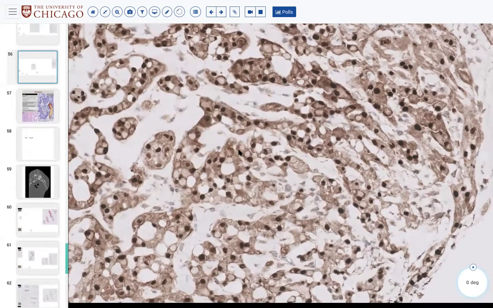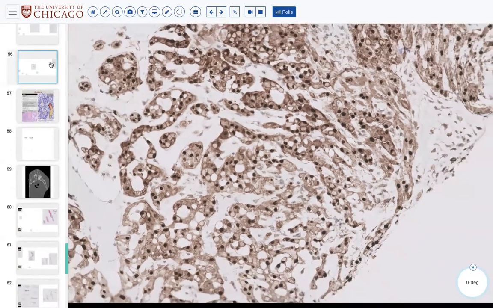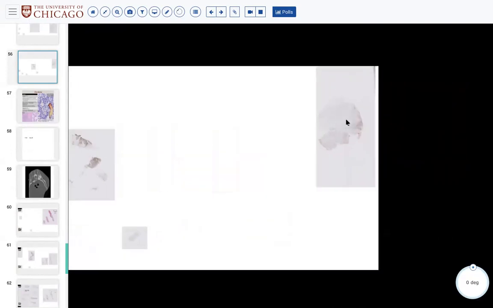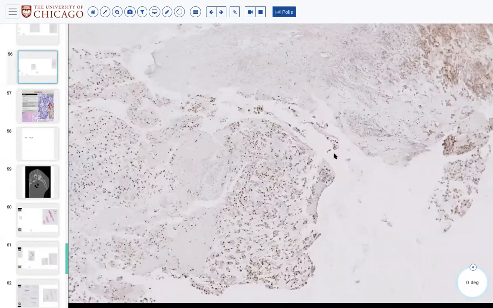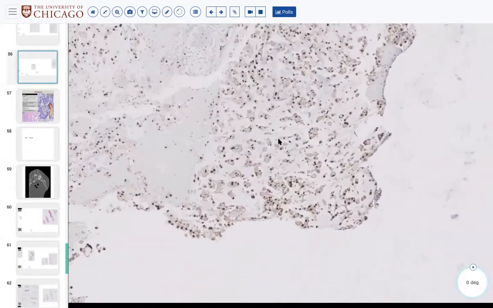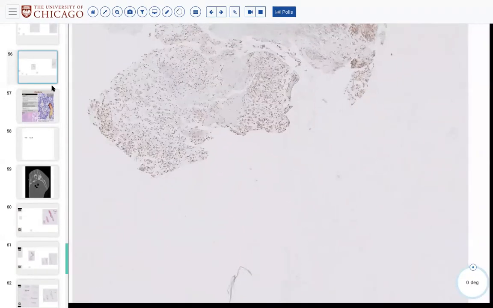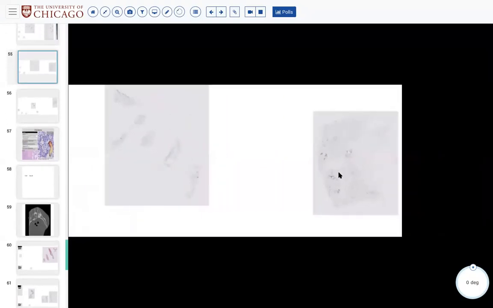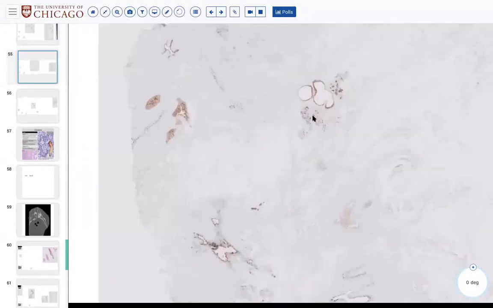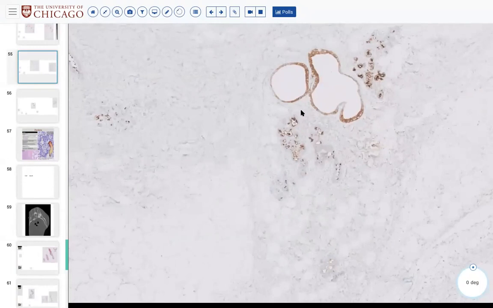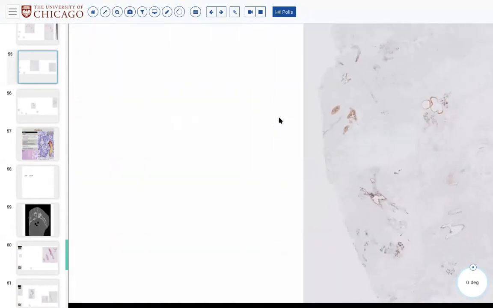Here it is. This should be your brachyury because it's a nuclear stain. Let me go over to the positive control here. So this is your positive control chordoma. This is your brachyury in the nucleus, but also somewhat staining the cytoplasm. This, if I'm not mistaken, should be your EMA. Right, so this is staining epithelial islands.